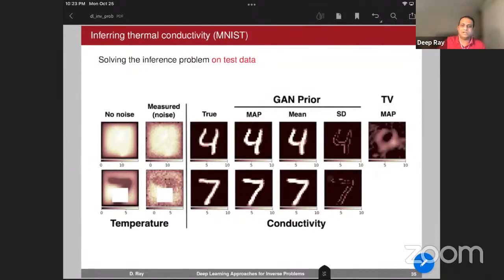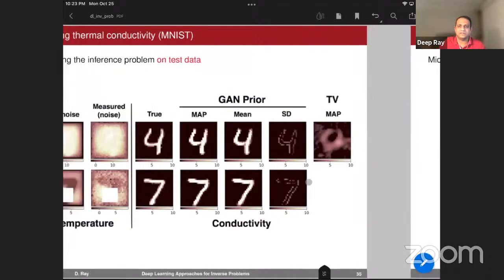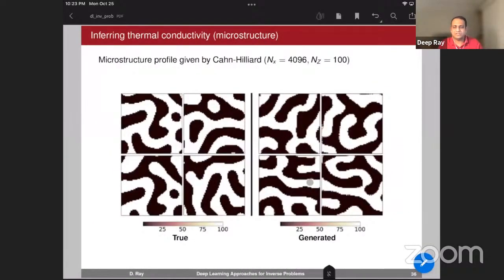Okay, so let me move on to another example then. Now we come to another example where the prior, I'm assuming on kappa, is given by this microstructure. And this was actually solved by using the Cahn-Hilliard equation to solve for some final time t. And these, we said, is the background kappa to formulate my prior. And this image is now of dimension 4096. And again, NZ is still kept as 100.